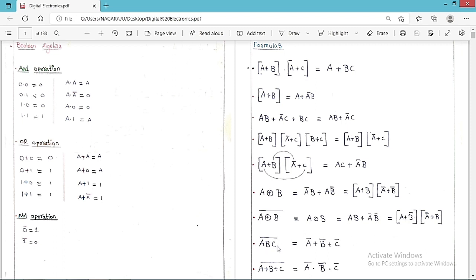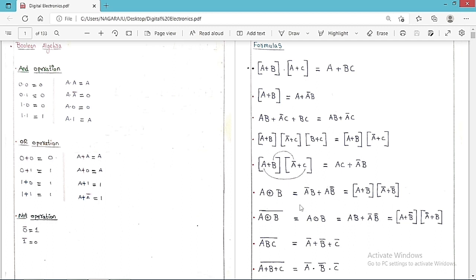Similarly, (A into B into C) whole complement is equal to A bar + B bar + C bar. So (ABC) whole bar is equal to A bar + B bar + C bar, and (A + B + C) whole bar is equal to A bar into B bar into C bar. So these are very important formulas which are definitely used in digital electronics over a wide range.